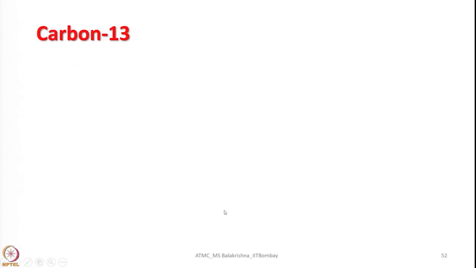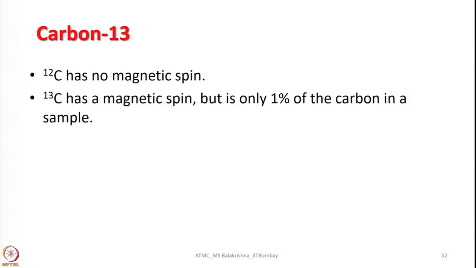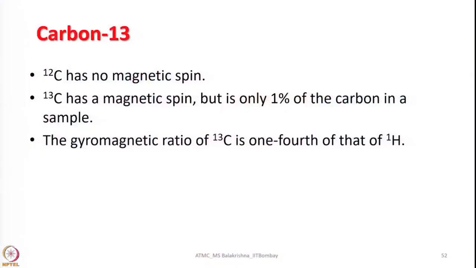And now we look into carbon-13. 12C has no magnetic spin, and the abundance of 13C is only 1%. That means if I take 100 molecules containing carbon, one molecule has 13C and the remaining 99 would have 12C, which are NMR inactive. So whatever signal you see is because of that one. That means signals are very weak and you need a large quantity of sample to observe 13C NMR.